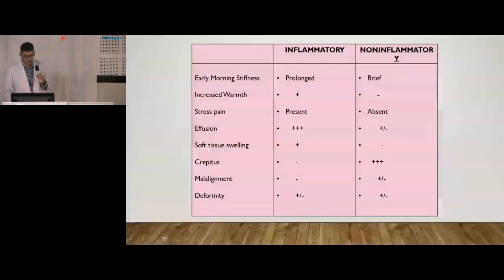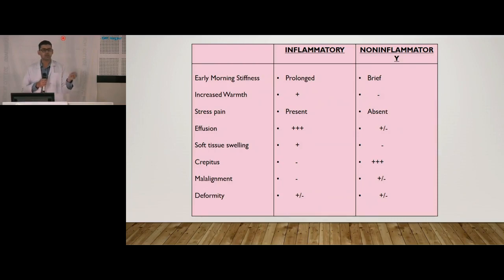Our most important one, the differentiating feature, is whether it is inflammatory or non-inflammatory, because the whole treatment depends upon this. In the inflammatory one, you must be very familiar with the word early morning stiffness, whenever you are reading about arthritis, especially rheumatoid arthritis. It is not just about early morning stiffness, but stiffness after prolonged rest. Since our body is at rest during the entire night whenever we sleep, therefore we have this symptom of early morning stiffness in rheumatoid arthritis.